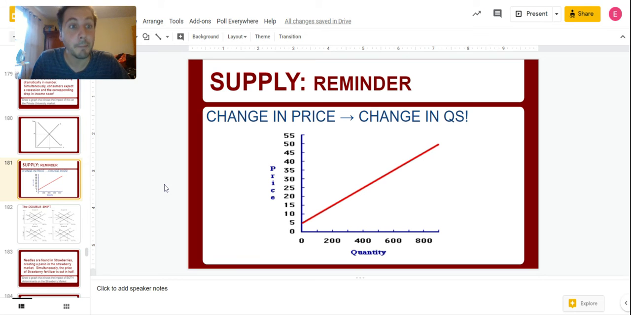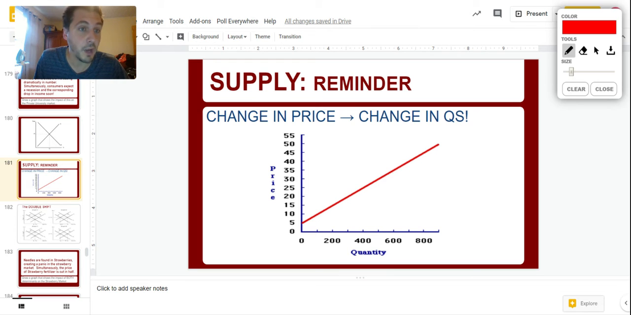Final thing, remember, a change in price is not a change in supply. A change in price does not shift your curve. A change in price is just the graph. The graph is price and quantity. This supply curve here represents the relationship between price and quantity.